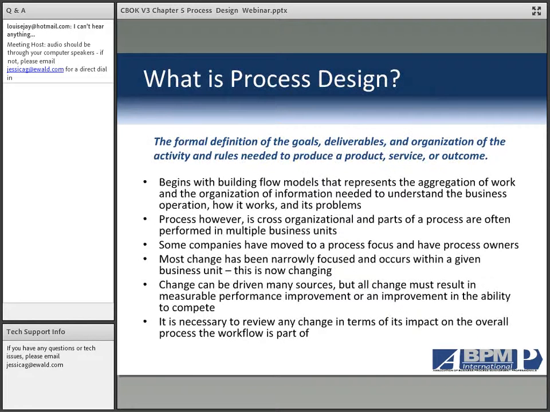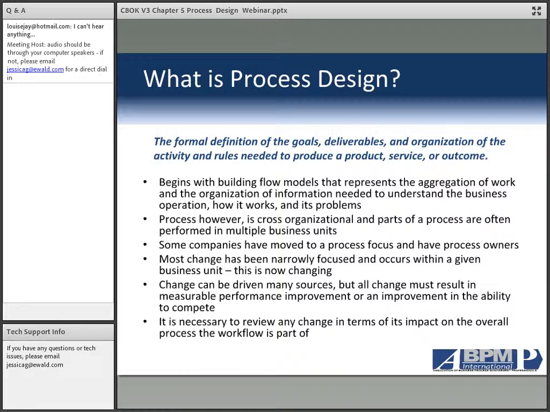Now, a process, and what's process design? Well, process design is really just a definition of the goals, deliverables, and organization of the activity and rules needed to produce a product, service, or outcome. It begins with some type of flow modeling that aggregates the work and moves through to essentially look at how the processes are performed amongst the multiple business units that are involved.